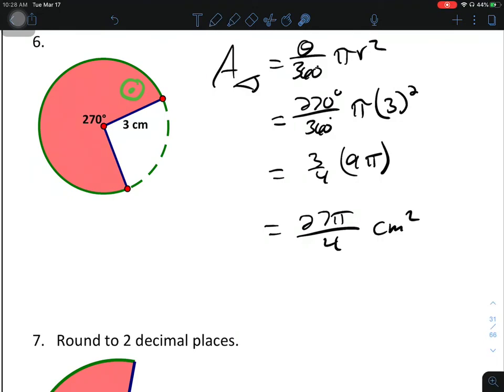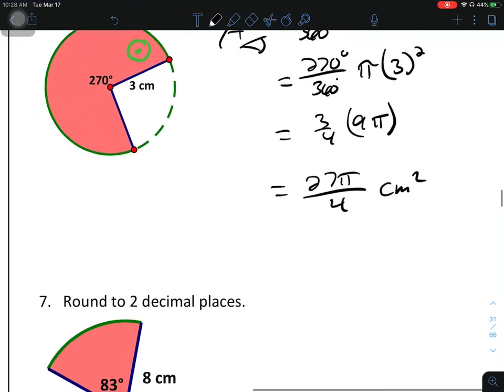Quick reminder, multiplying a fraction times the whole number, you multiply the top times the whole number, and the bottom stays the same, or it's times 1 if you want to make that a fraction.